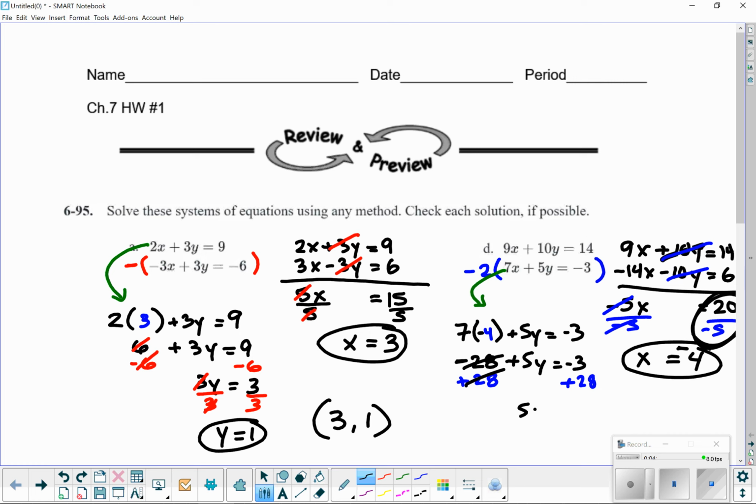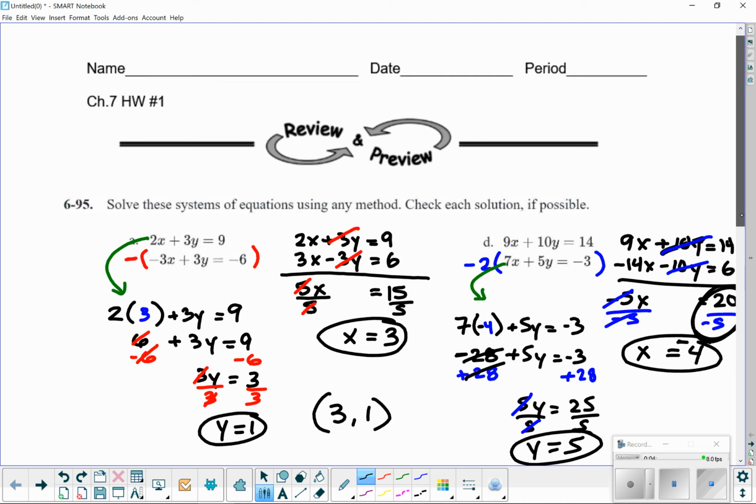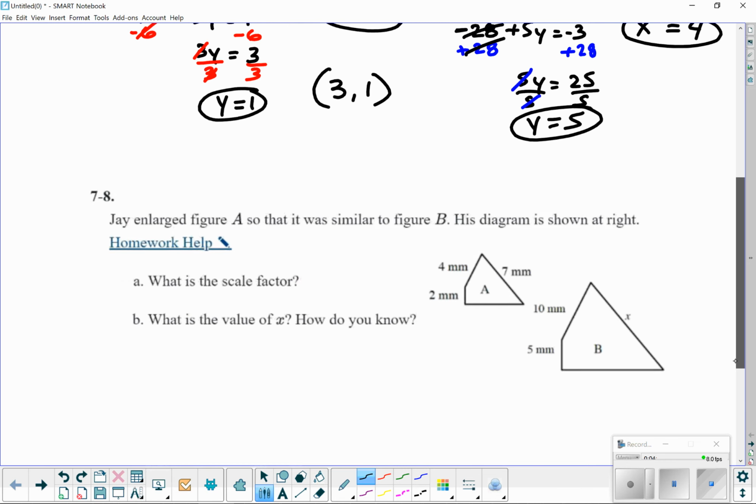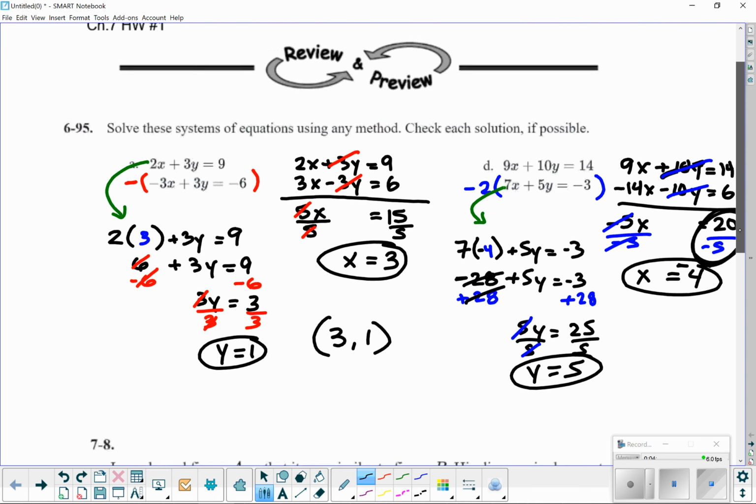So you get 5y equals, and negative 3 and positive 28 is 25, divided by 5, and you get y equals 5. So your x is 4 and your y is 5. Okay. The second one, you can find it in my second video that I'll post up. Okay, it's at the very end.